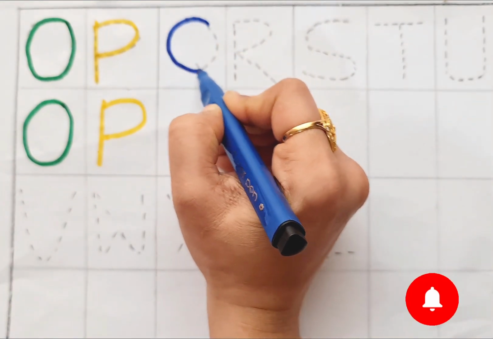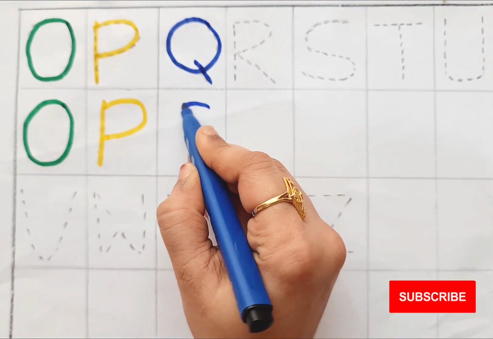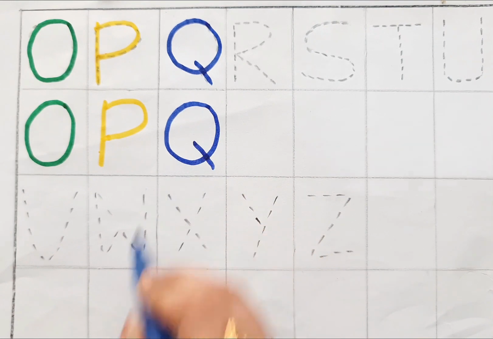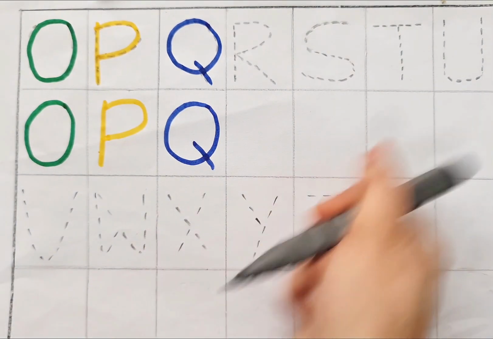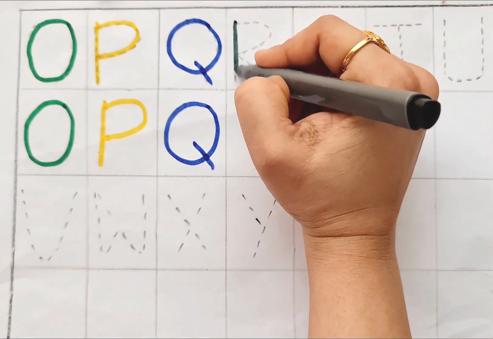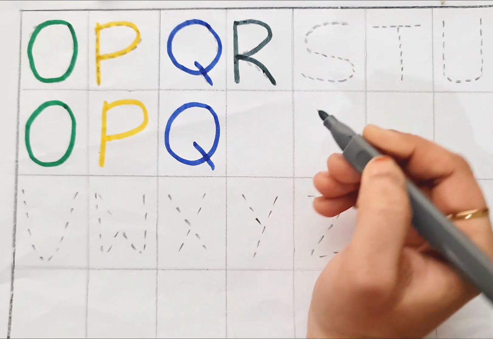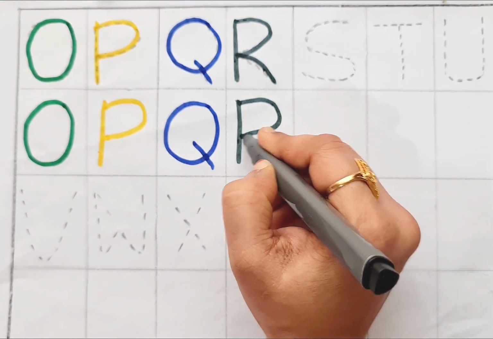Q. Blue color. Q. Q for queen. Q for queen. Gray color. R. R is for rabbit. R for rabbit.